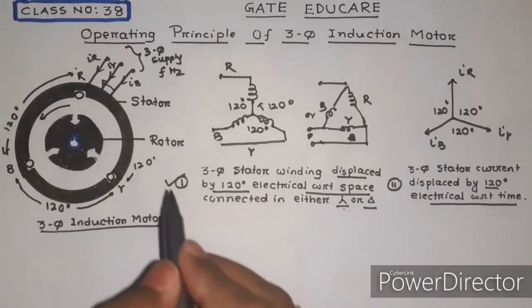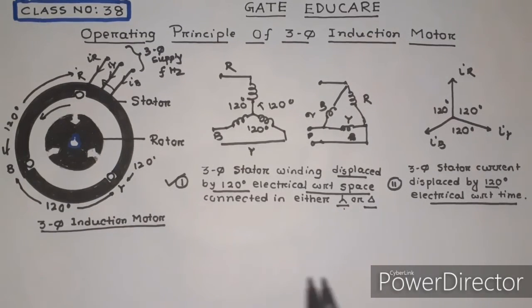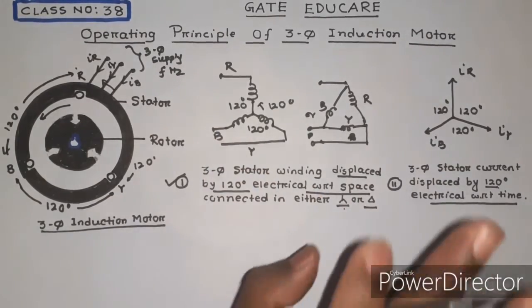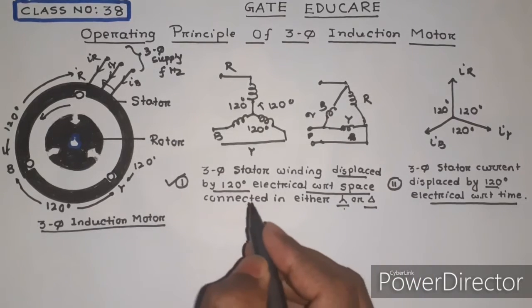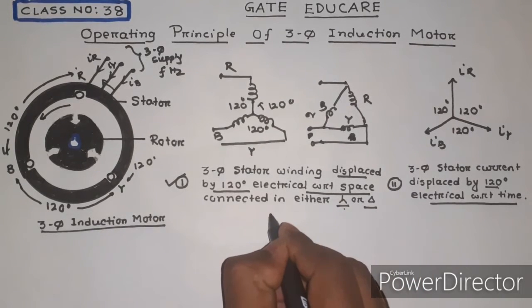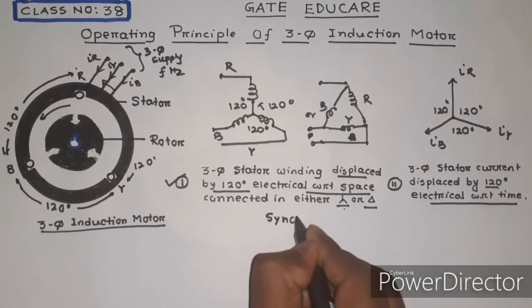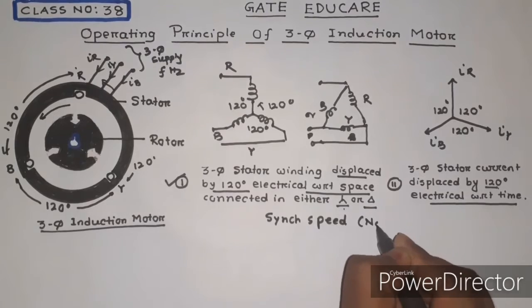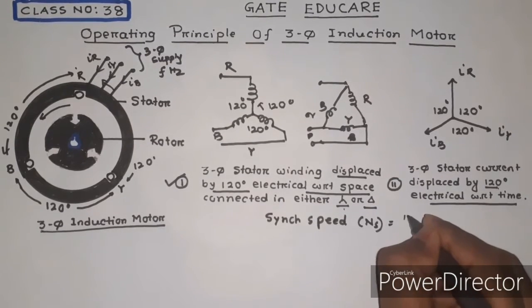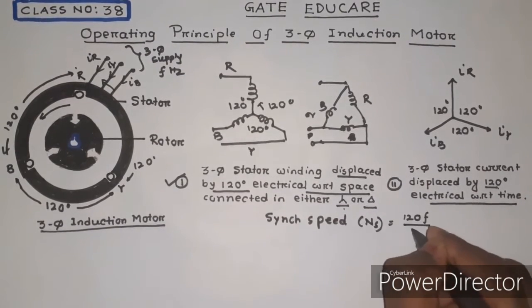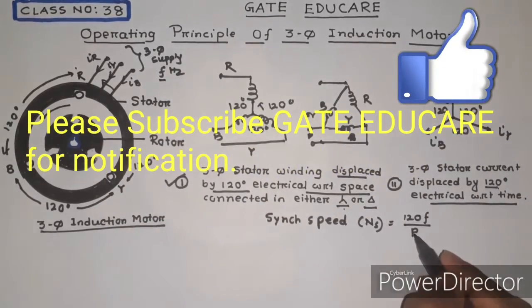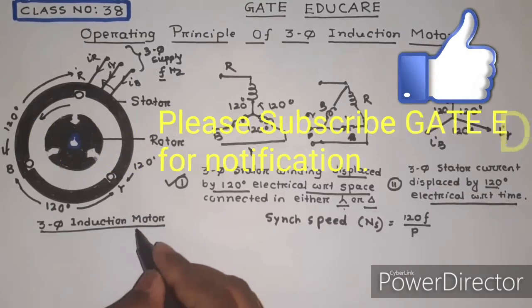How the three-phase rotating magnetic field is produced, I will explain in the coming video. For the time being, just consider that a rotating magnetic field is produced, and the speed of the rotating magnetic field is called the synchronous speed Ns, and it is given by 120f/P, where f is the supply frequency and P is the number of poles of the induction motor.